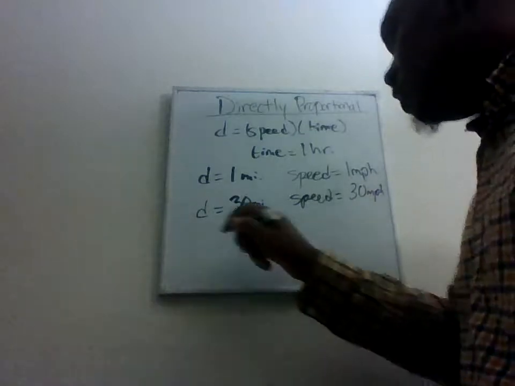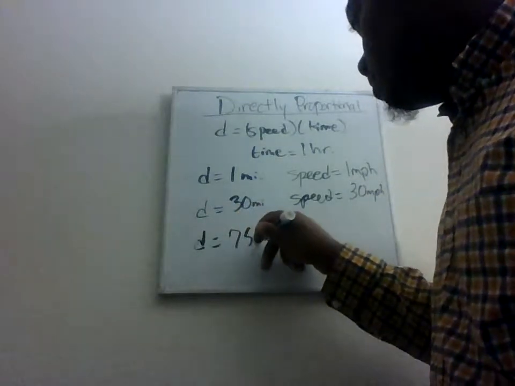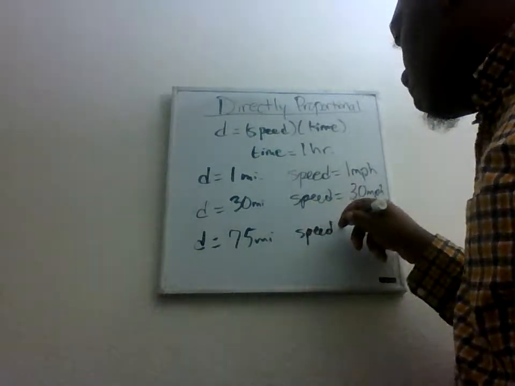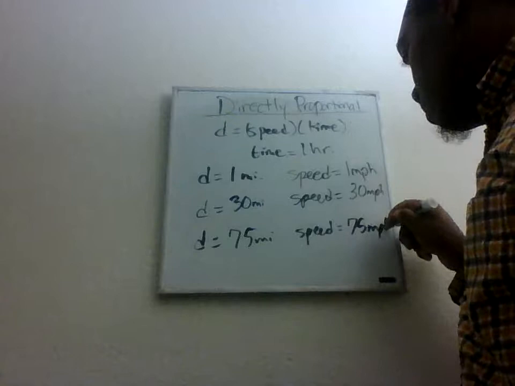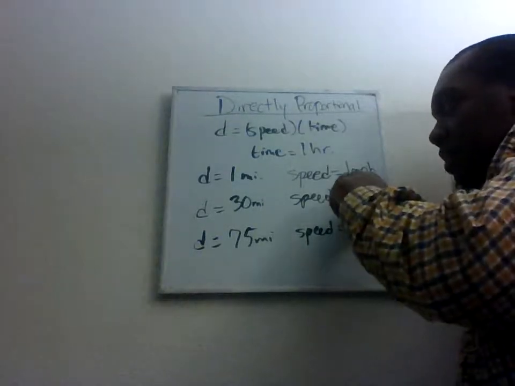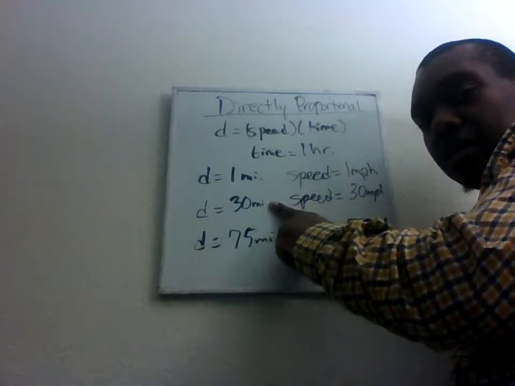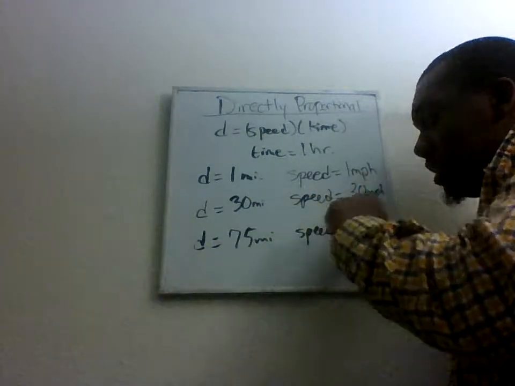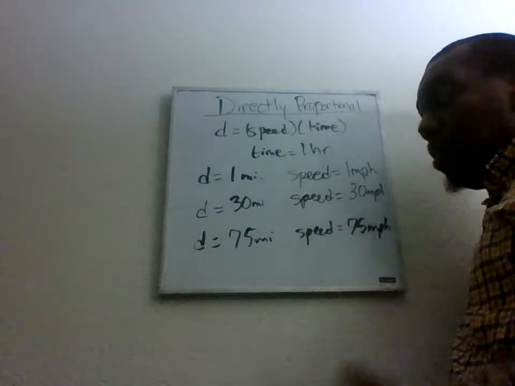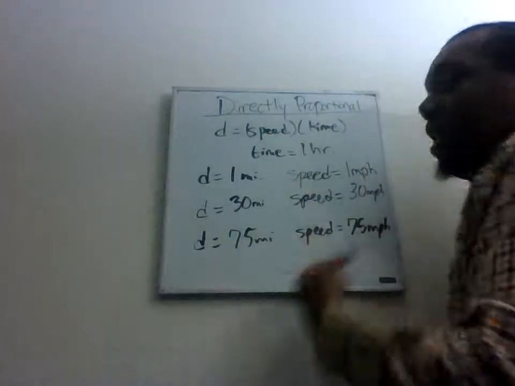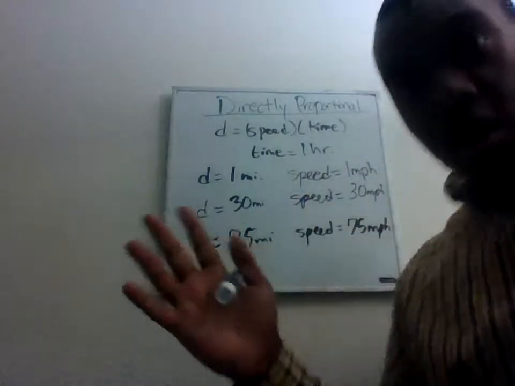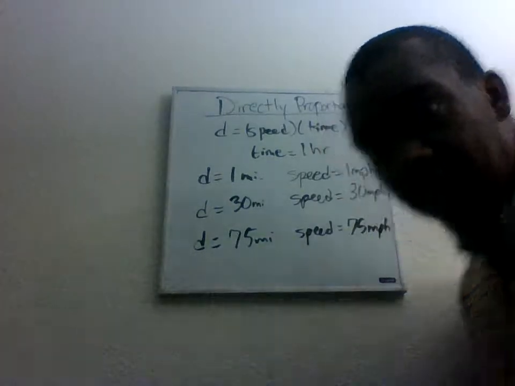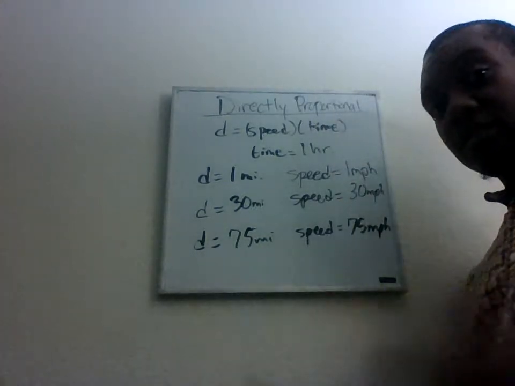Well, let me just put that one up here. So if we look at this, as we multiply this guy by 30, this gets multiplied by 30. As we multiply this guy by 2.5, this gets multiplied by 2.5. As this one went up, this one went up. As this goes down, this goes down. It's directly proportional. Wow. Yeah, it's directly proportional. That's right. As one goes up, the other goes up.